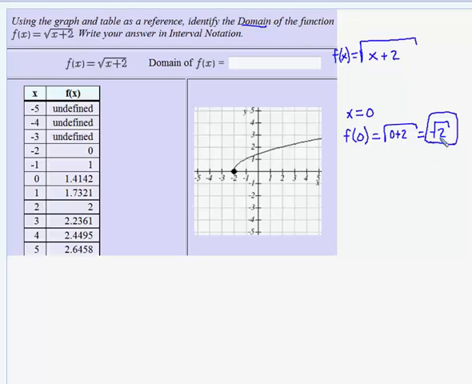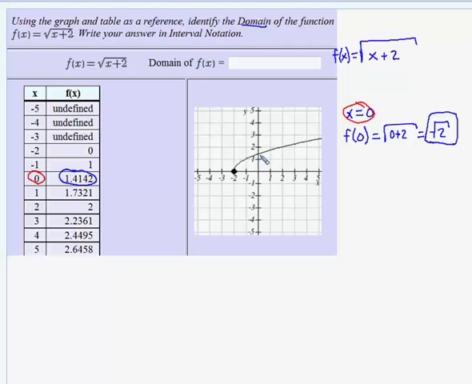The square root of 2, if you were to type that in your calculator, you would get about 1.4142, and this is why in the table of values, when you see an x value of 0, because the output at x equals 0 comes out to be the square root of 2, you see 1.4142 in the table of values. That's a rounded version of the square root of 2.